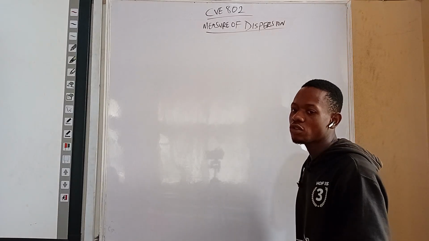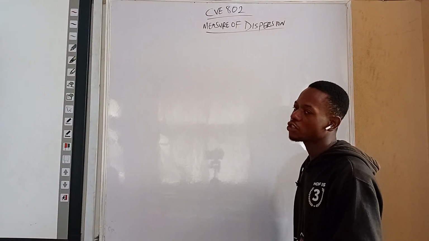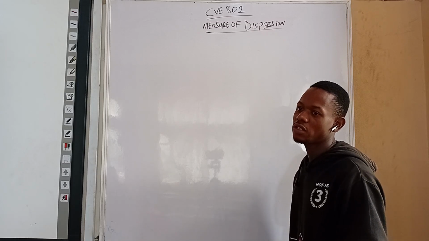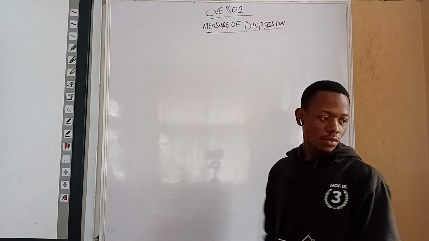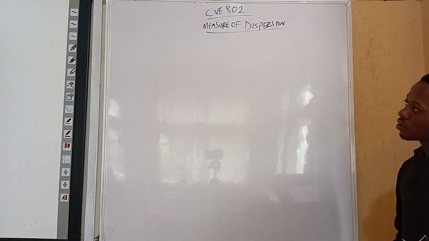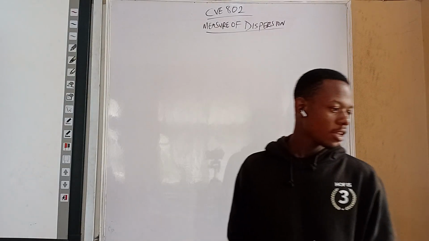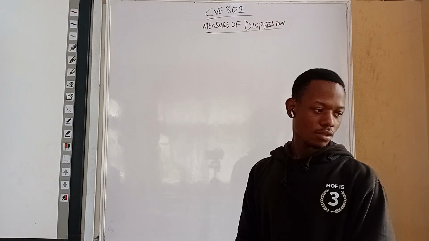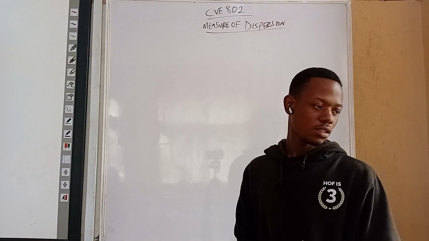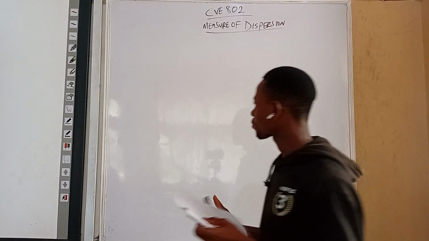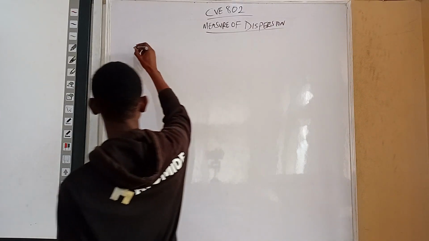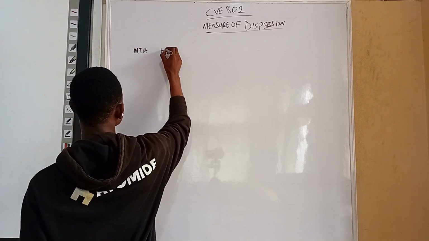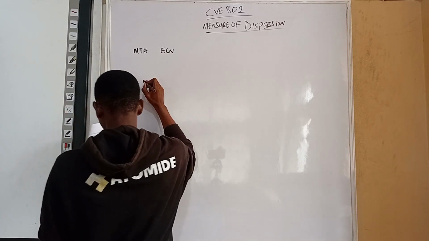So if you want to measure dispersion, that means you want to measure how scattered a given data set is. Let's take an example. Here we're given the scores of 10 students in both mathematics and economics. Let me list out the scores. Let me represent mathematics with MTH and economics with ECM.